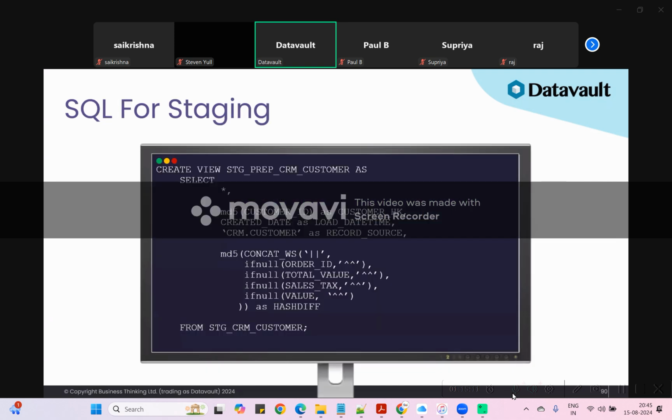So we're basically going to be creating a view on the stage. Here's some SQL. We're creating the view. We're going to select all the columns from the stage, and then we're going to add, you can see here, an MD5 hash of customer ID to get the hash key out.